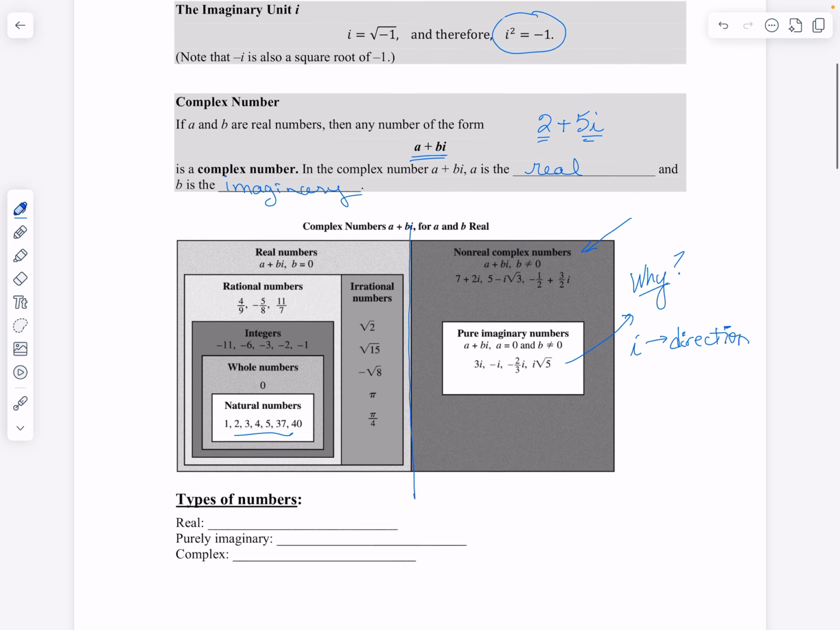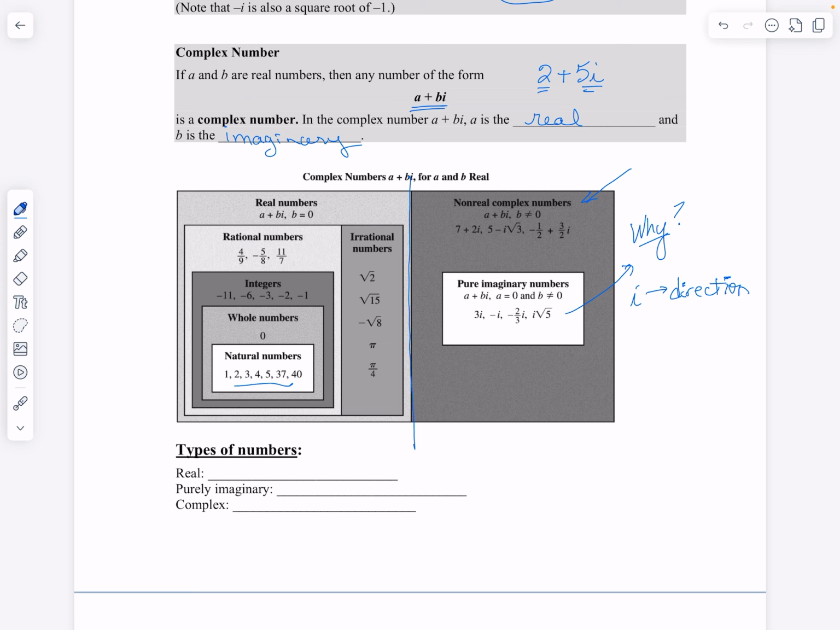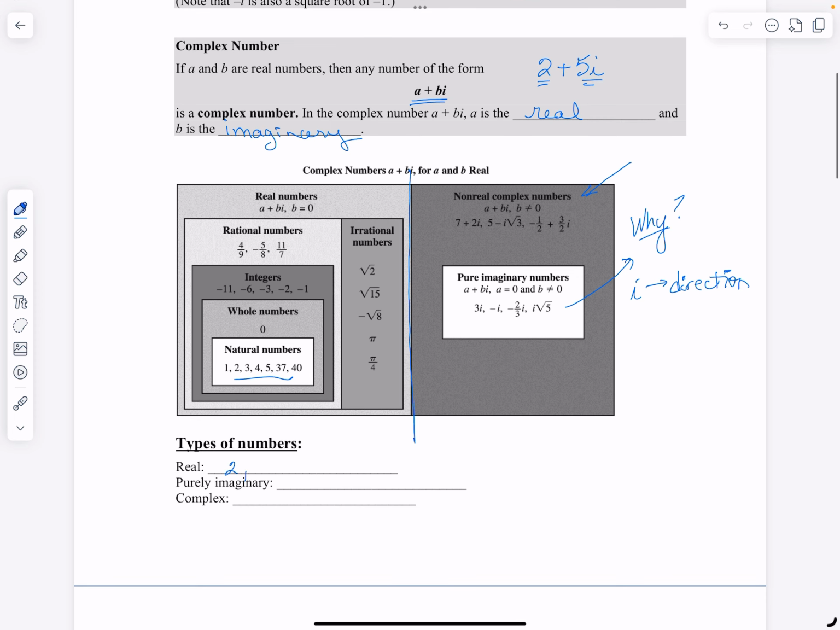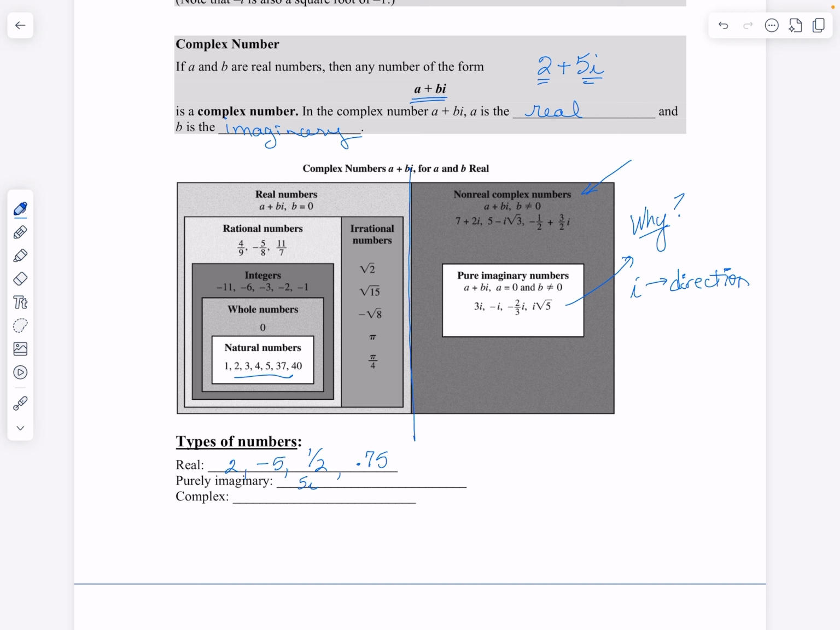Anyway, this is what I will be using on your test. We're going to have three kinds of numbers, really. We've got real numbers, the ones we're just used to dealing with, twos and -5s and a half and 0.75. Then we have purely imaginary, which would not have any regular old numbers in them, like a 5i or a 2i, anything with an i in it. Complex numbers, you put them together: 2 plus 5i. You put these guys and these guys together and you get your complex numbers.